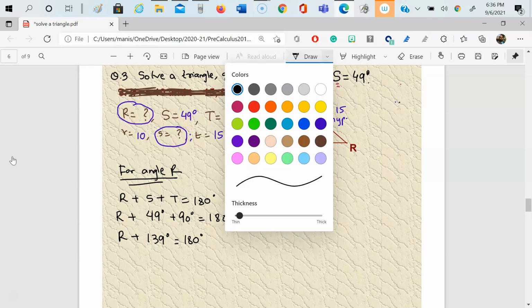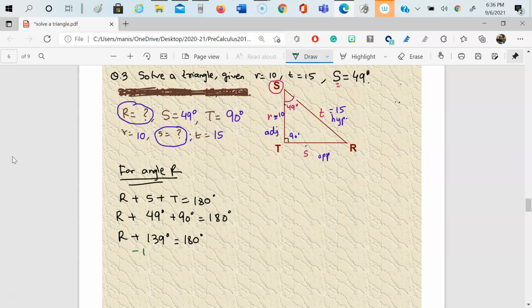So I will do what? I will subtract 139 from both the sides. So this gets cancelled out, and what is uppercase R? It is 41 degree. Use your calculator if you are not sure of your answer. Now why is it degree? Because it's uppercase R and this is an angle. So I got this value, check.